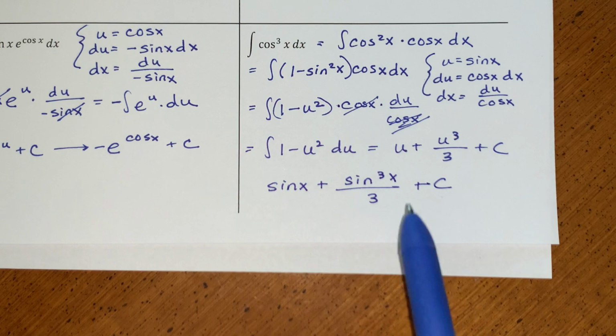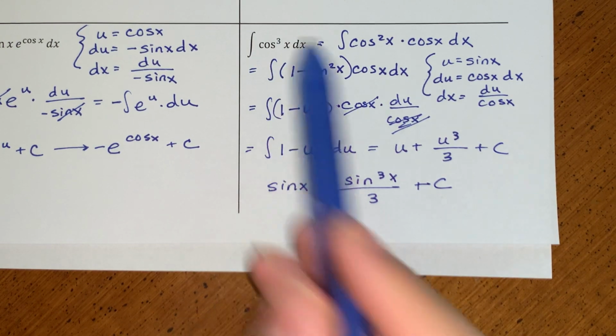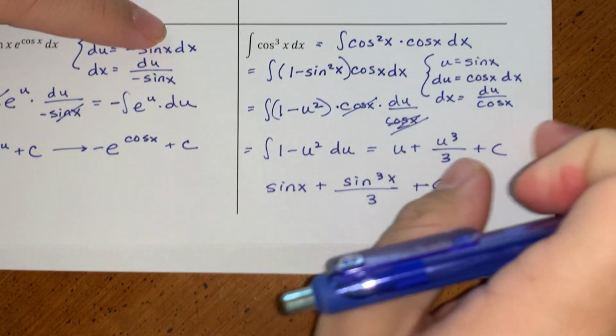All right, and prove it to yourself. If you took the derivative of this, you will end up with cosine cubed of x. I mean, if you want to. I don't think you will. But anyways, let's go ahead and move on to the next problem, or the last 4 problems in the back.